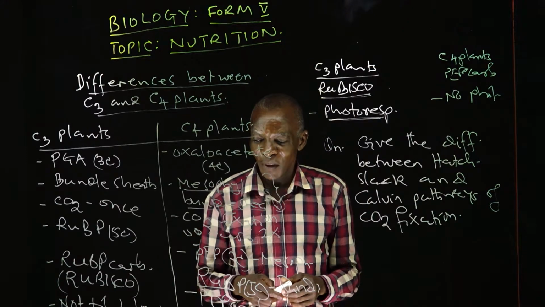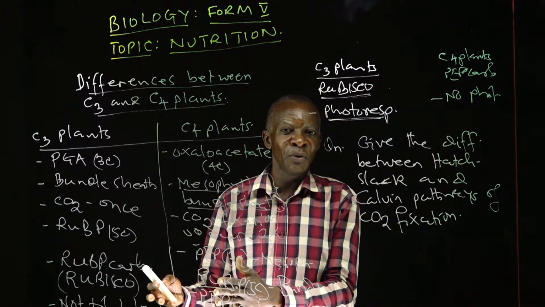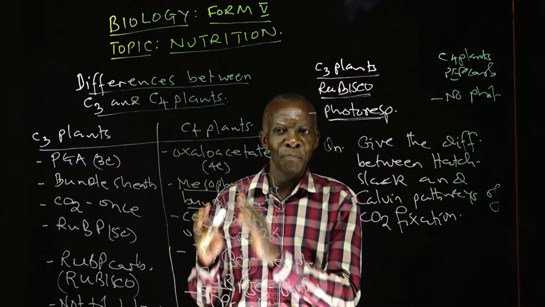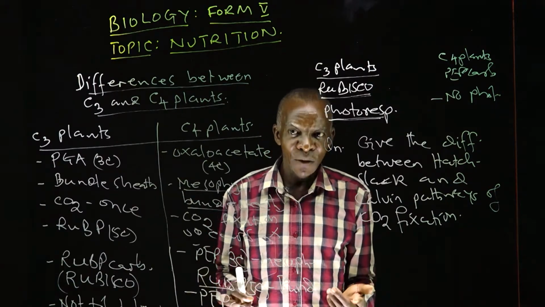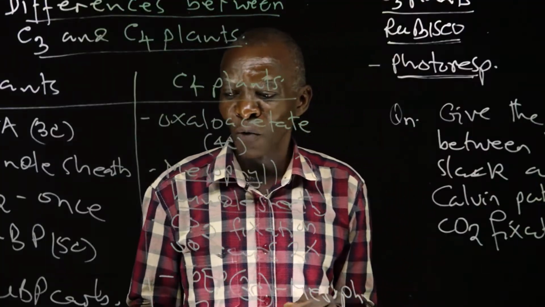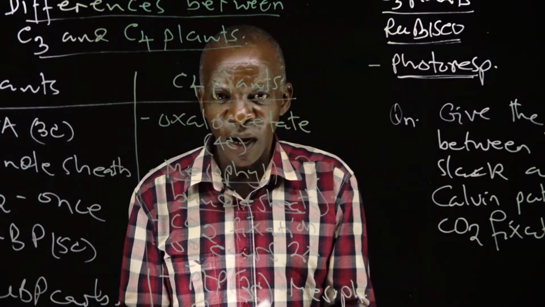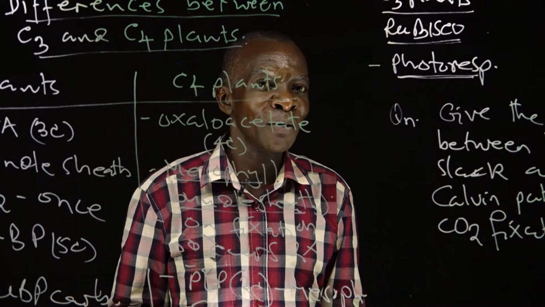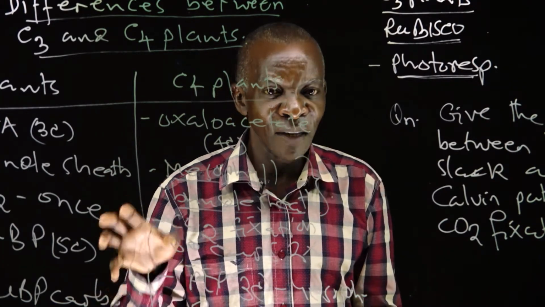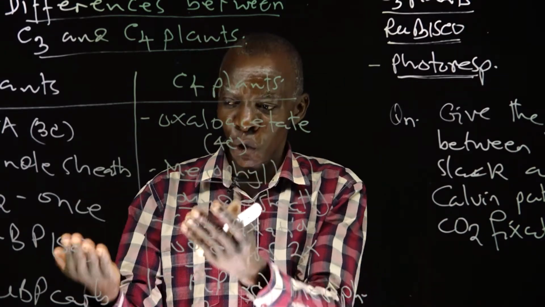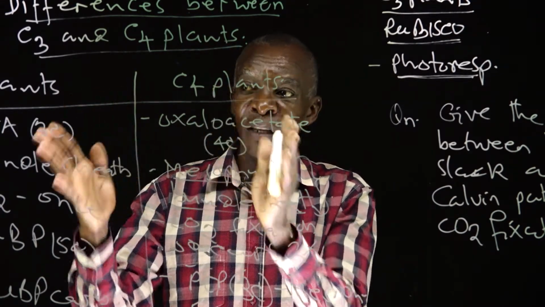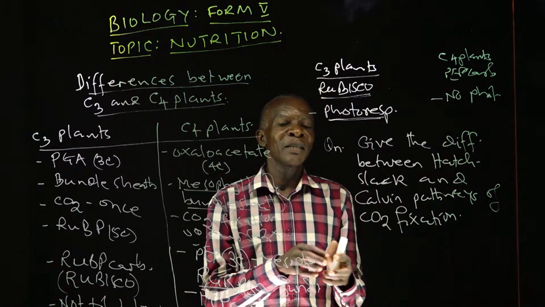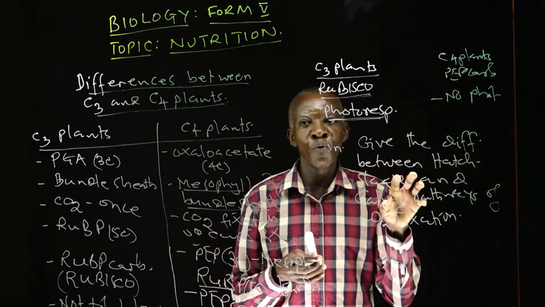Some of these listed differences go directly to the plants themselves. They cannot be applied to the pathways. For example, we cannot talk of the Calvin pathway being not tolerant to low carbon dioxide concentration. This is going directly to the plant. So choose some of the differences between the two categories of the plants, those which meet the requirement of the question for the two pathways.